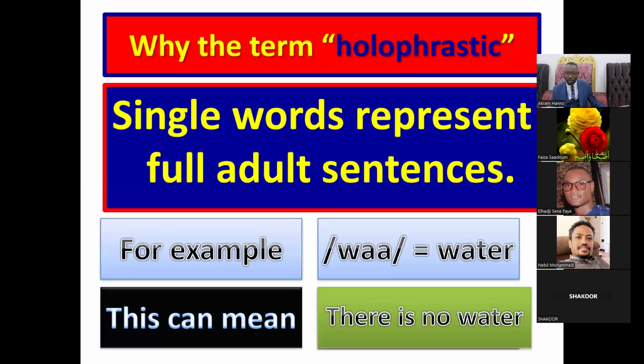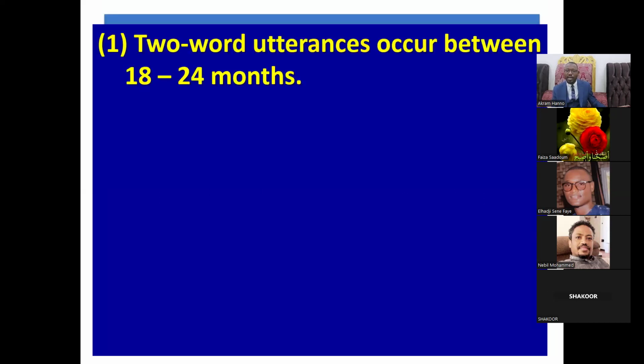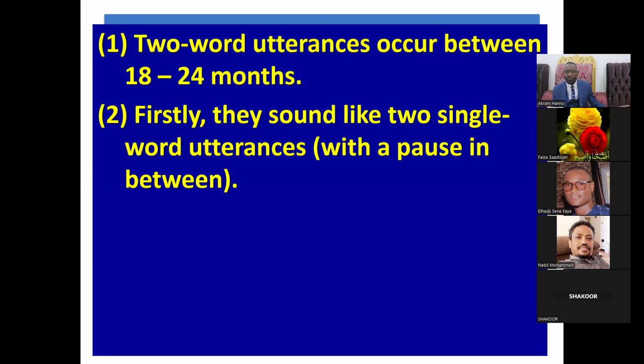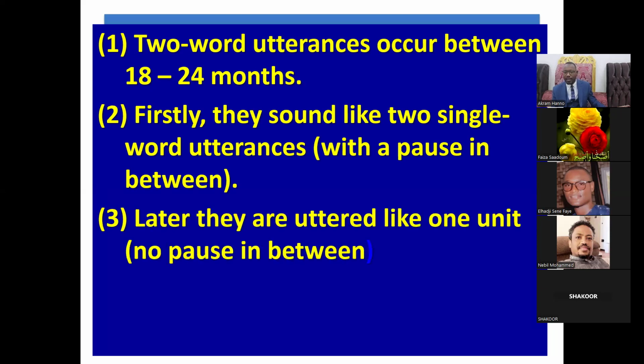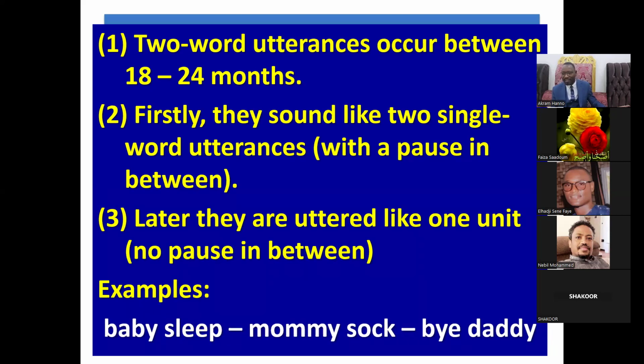Again, let's move on to the two-word stage. Two-word utterances occur between 18 and 24 months. Firstly, they sound like two single-word utterances with a pause in between. Later, they are uttered like one unit, with no pause in between. For example, baby sleep, mommy suck, bye daddy. And we hear the last one quite a lot, right?